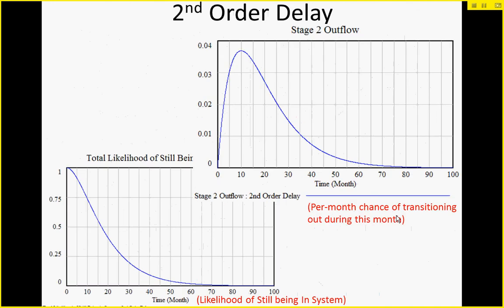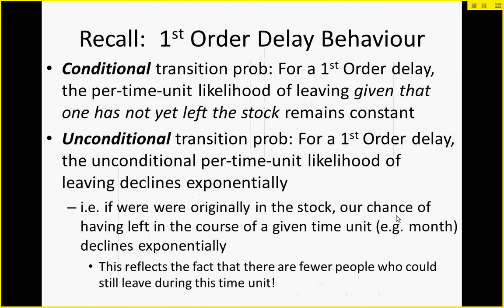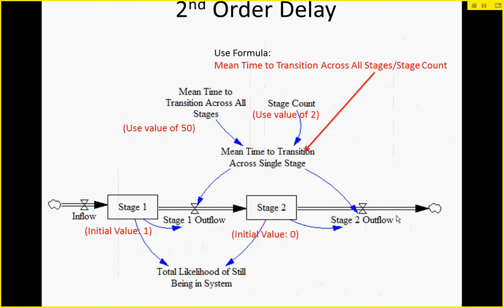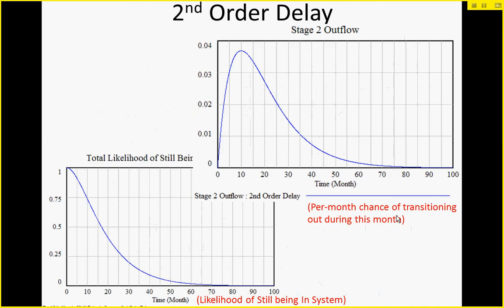Initially, no one's coming out here. Why is that? Why is initially no one coming out of the stage two outflow? Everyone starts here initially, and this starts at zero. Why is it that immediately people don't start coming out here? Because they have to do what first? Yeah, they have to go from here to here, and chances are they're not going to instantly go over there. It's going to take some time to go here, and then some time to go there. So we're going to have an outflow like this. A third order delay, we're going to see an outflow like that.